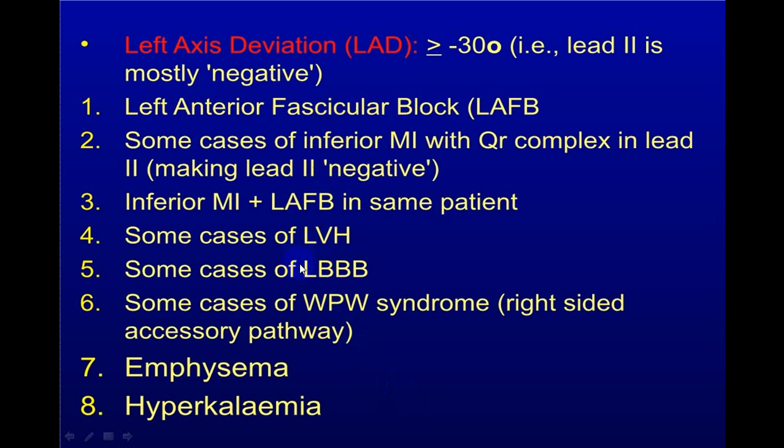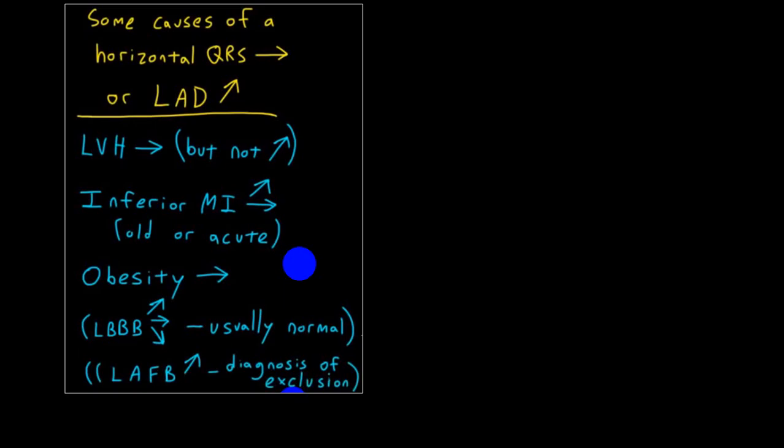So do remember, for left axis deviation, LVH, left bundle branch block, and left anterior hemiblock, or left anterior fascicular block, are the commonest causes. So this is LVH, inferior wall MI, obesity, left bundle branch block, and left anterior fascicular block.